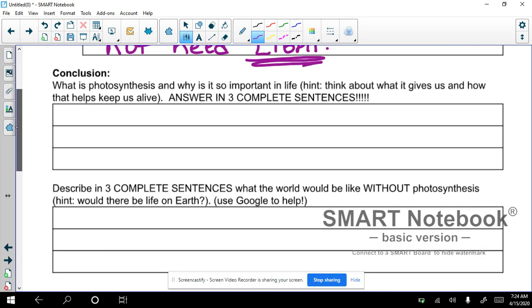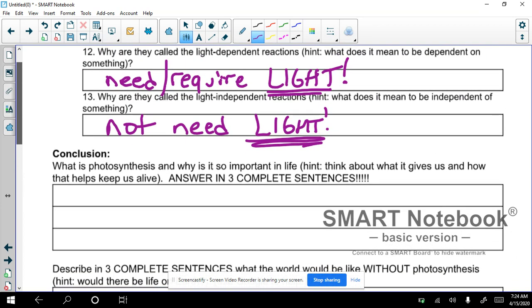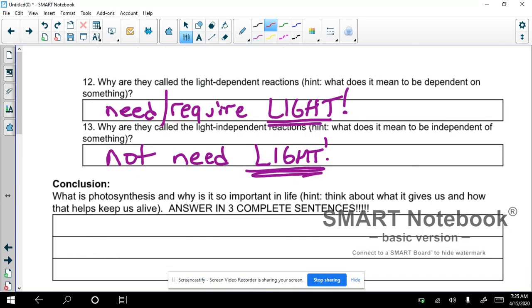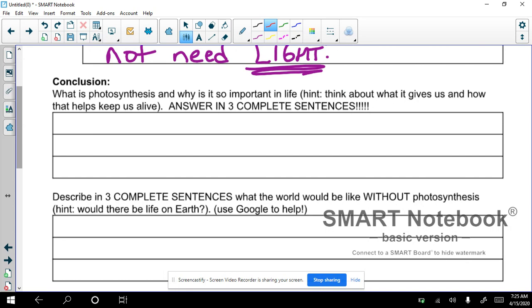Next question, which Mr. Hill and Mr. McKittrick said that you guys did a pretty good job on. What is photosynthesis and why is it important in life? Hint, think about what it gives us and how that helps keep us alive. There are tons of different answers that you guys could put for this question. Some of the things that I think are important to realize is that photosynthesis is important because it gives 2 things that are super important.